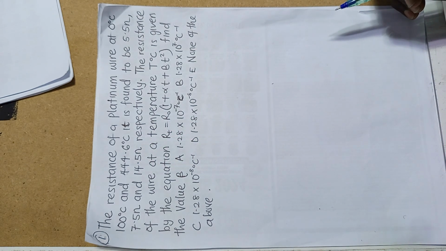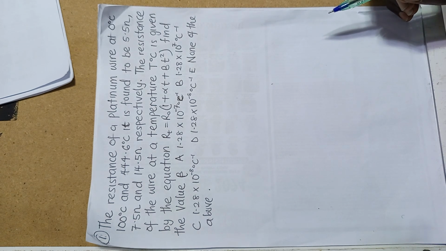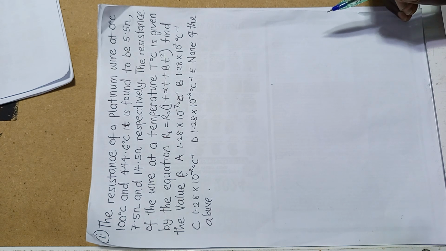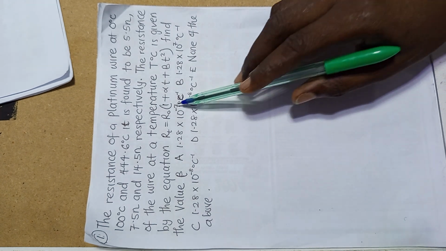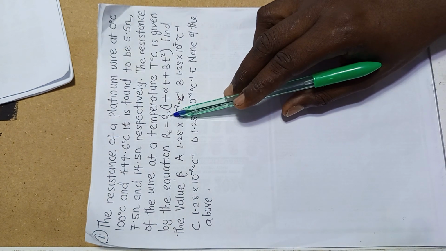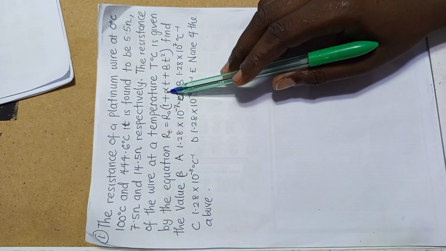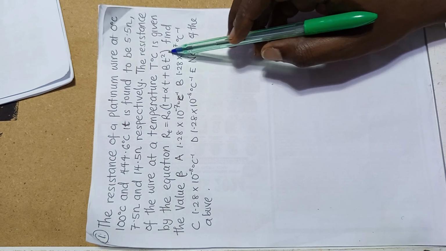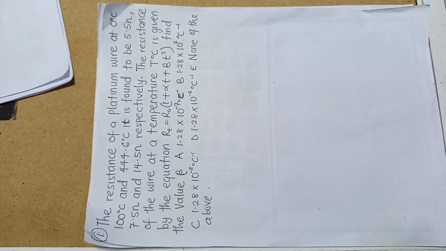Now, the resistance of the wire at the temperature t degrees Celsius is given by the equation R_t equals R_0 (1 + alpha t + beta t square). Find the value of beta.